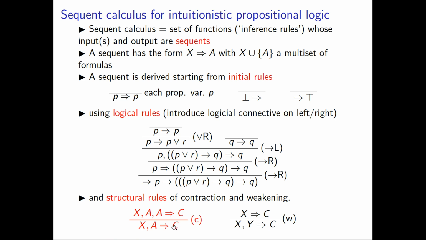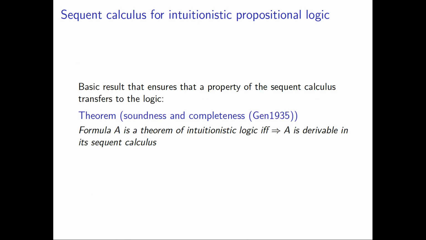The structural rules don't introduce logical connectives, but instead they play on the structure of the sequents. So for example, here you have two copies of A in the multiset on the left, and it becomes a single copy in the conclusion. To use the sequent calculus to say something about the logic, of course, you need a relationship between the two. And that's what the soundness and completeness theorem says, which says that if you give me a formula A, if it is a theorem of intuitionistic logic, well, then the sequent containing that formula on the right is derivable, and vice versa.